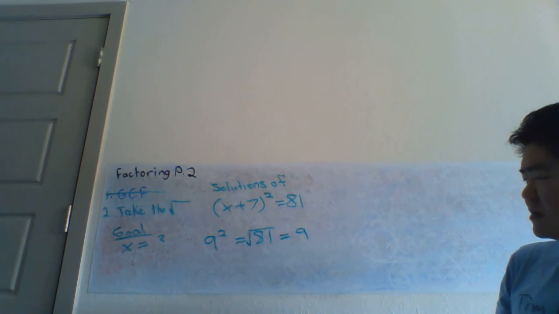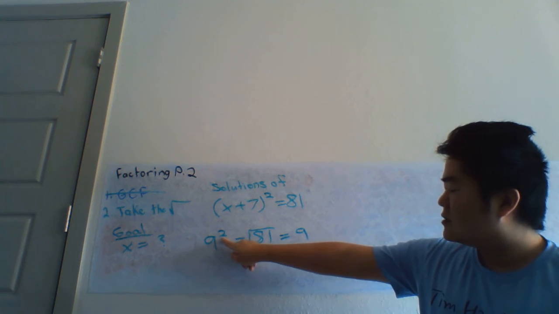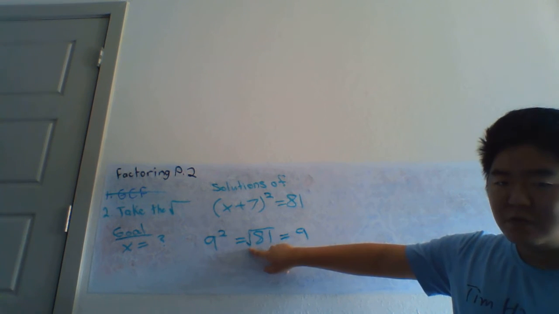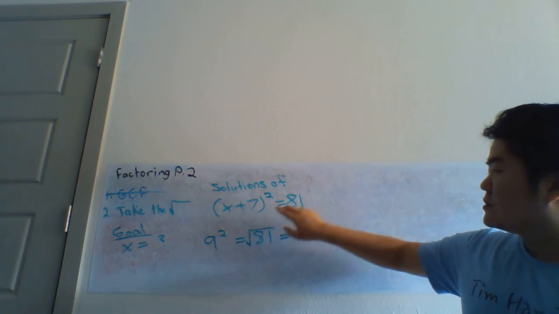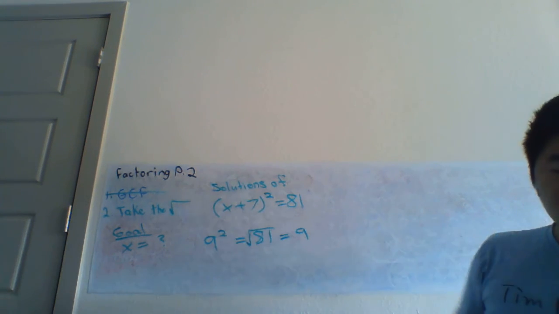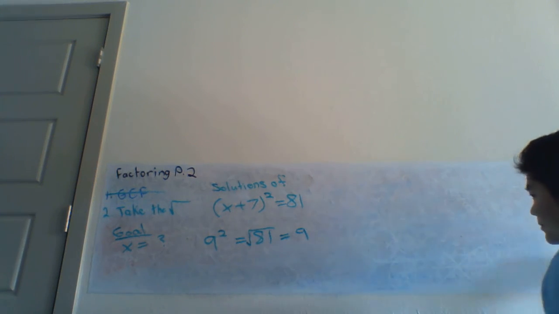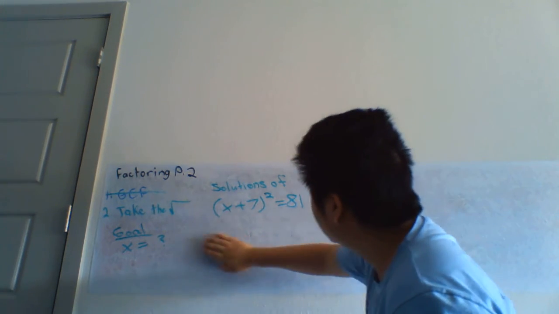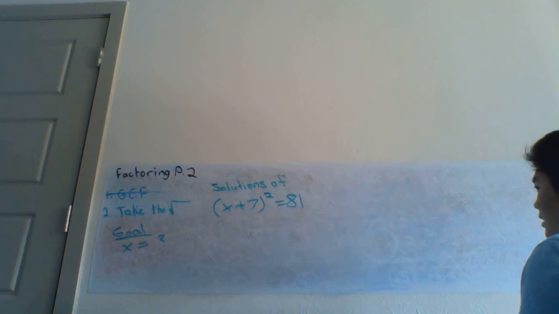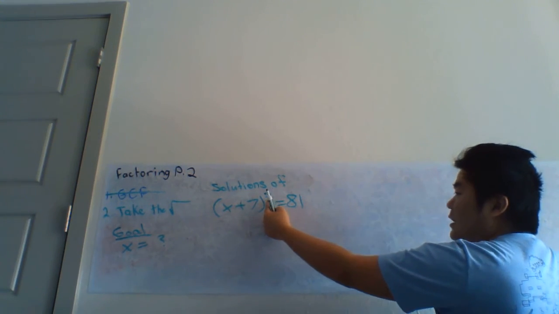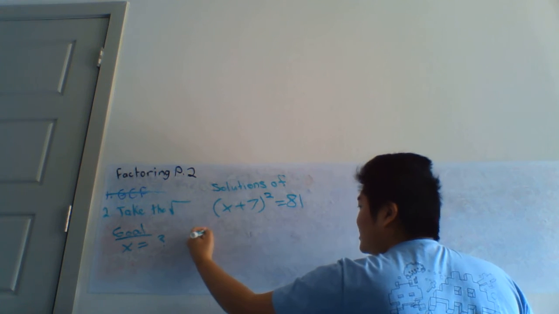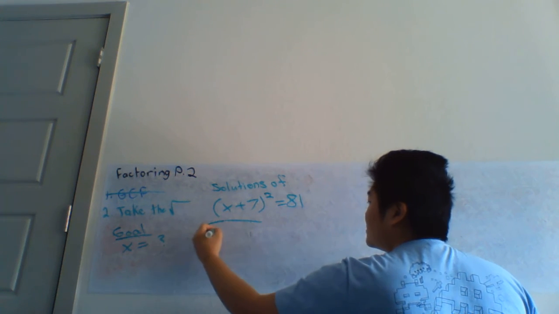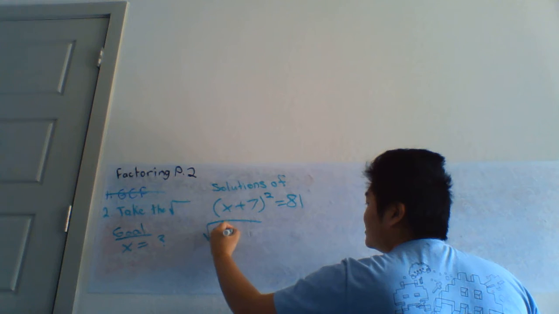Do you see what's happening here? This squared and this square root, they're opposites. So that's what we're going to be doing in our original problem. So let's take a look. I've got this squared right here. I want to get rid of it. So what am I going to do? I'm going to take the square root of everything.